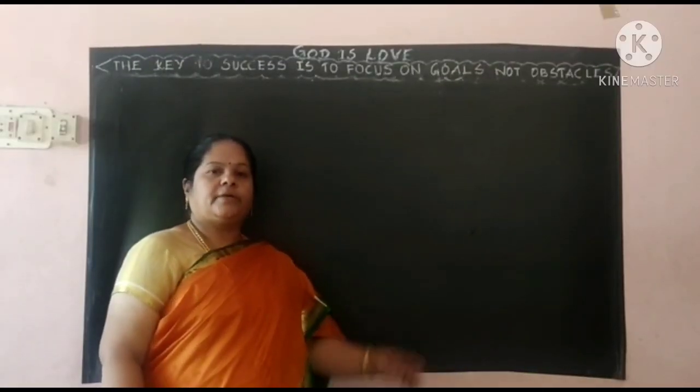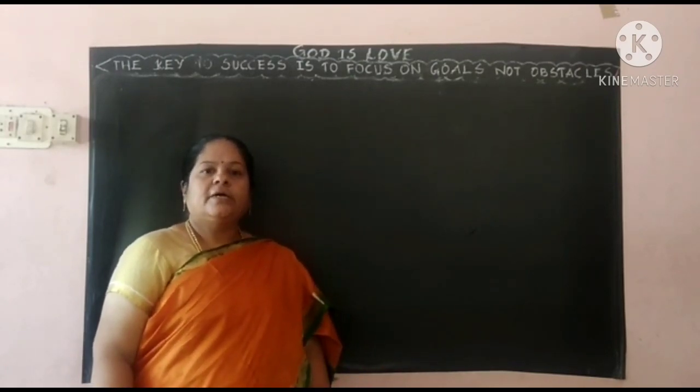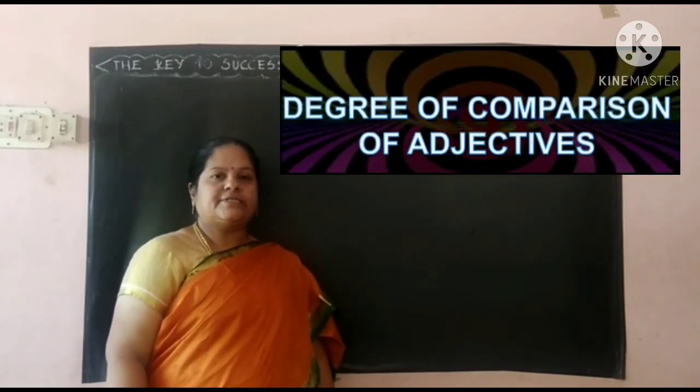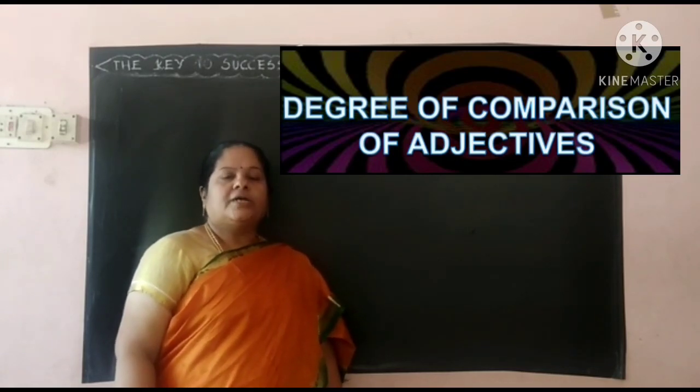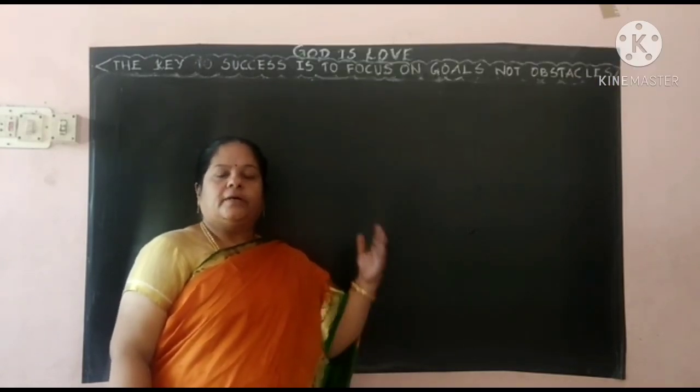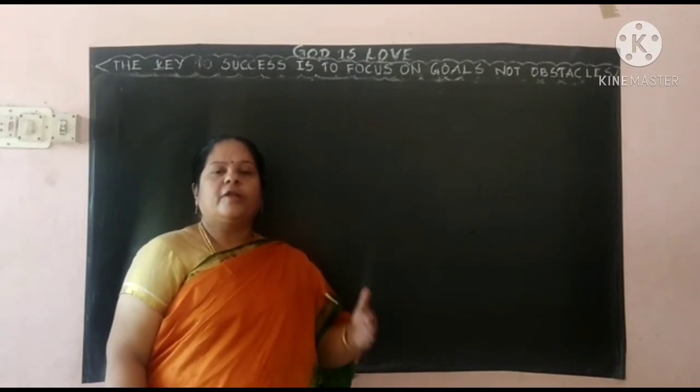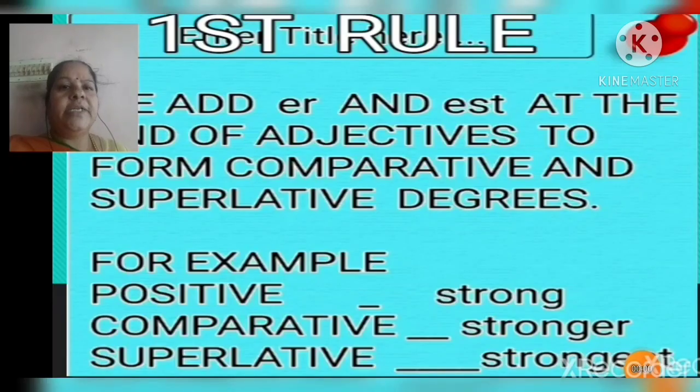Shall we move on to the grammar part? Degrees of comparison of adjectives. Adjectives describe the quality and quantity of nouns and pronouns. To form degrees of adjectives, we should remember the following rules. There are 6 rules. The first rule: we add er and est at the end of adjectives to form the comparative and superlative degrees. For example, positive: strong, comparative: stronger, superlative: strongest.